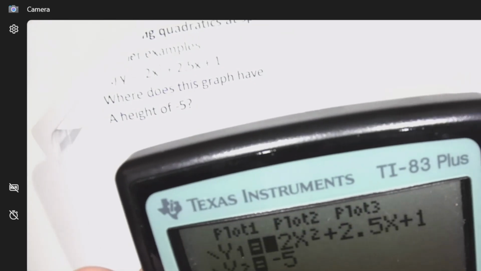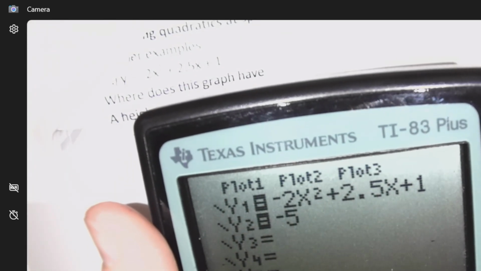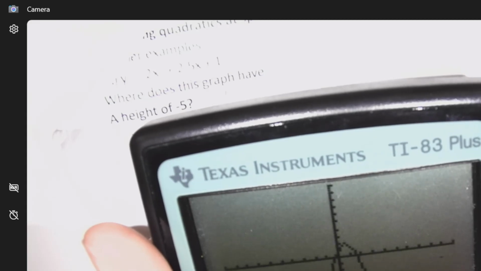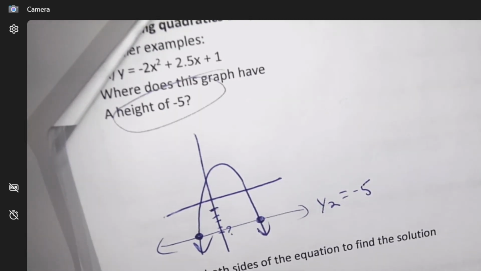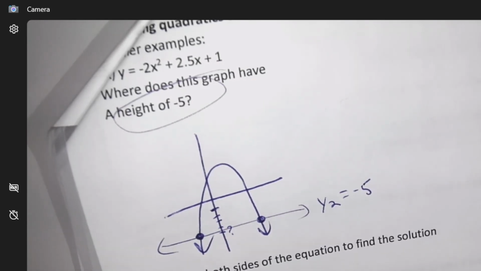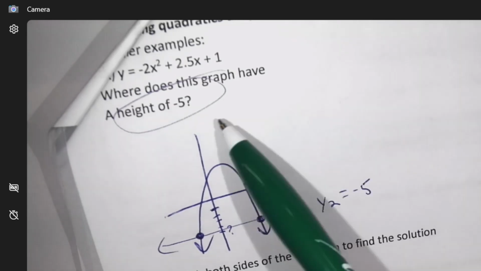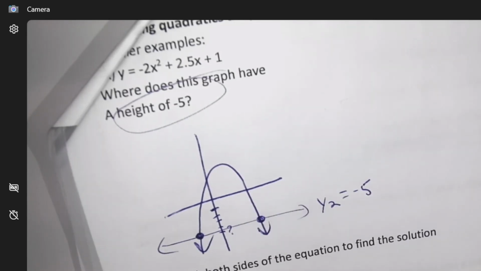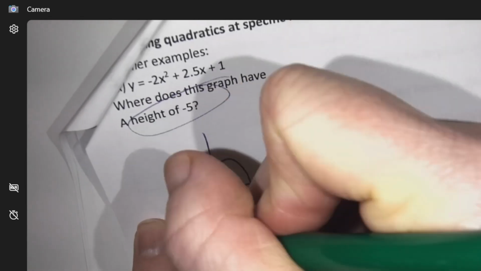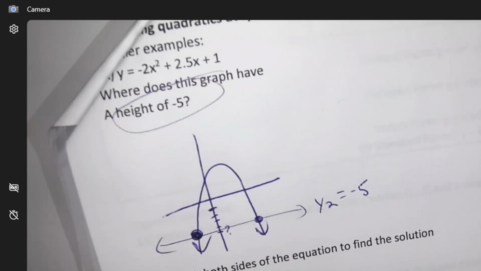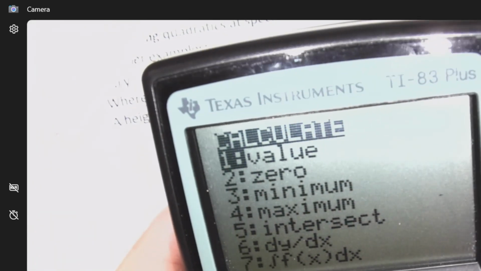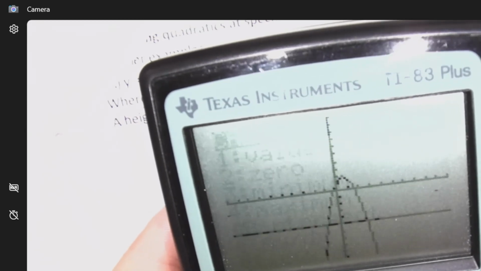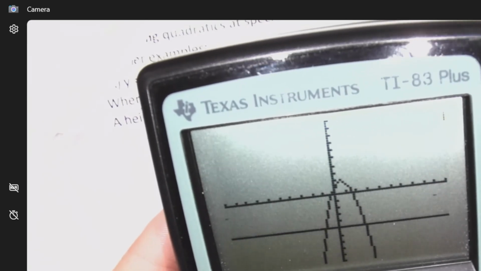So type that into your calculator. Go back to your y screen. Now you have another equation in there. Okay, now calculator again. What's the method to figure out where this is happening? What's that called in the menu? Intersection. So we go second trace to calculate an intersection. Enter, enter, enter.